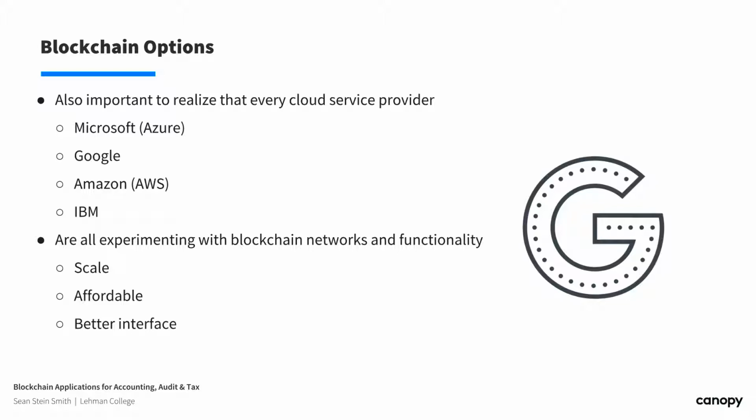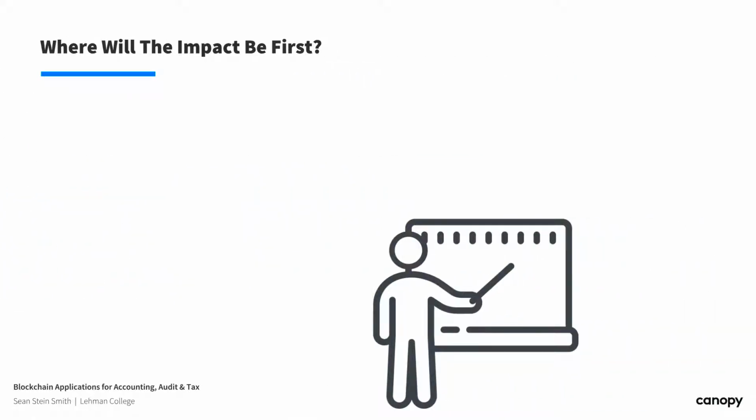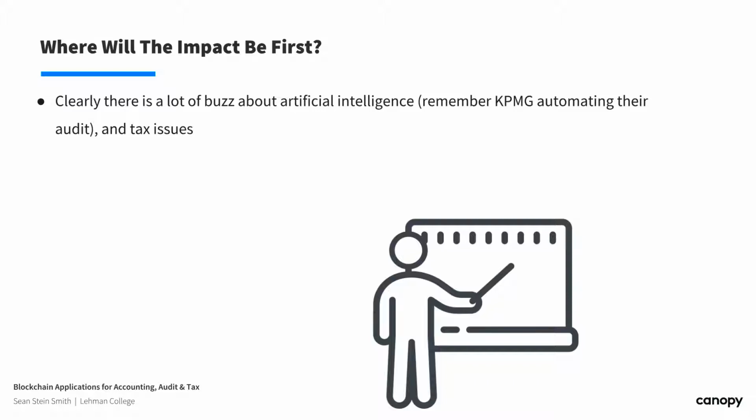So, if we then turn back to the accounting and finance space, right, where's the impact going to be first? And sort of this whole conversation around technology, automation, and AI was sort of kicked off when, in May of 2016, KPMG partnered with IBM Watson to start automating pieces of their audit process. And all of that has been going on in the background ever since, right?